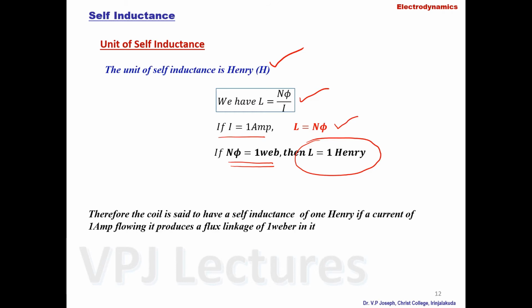Therefore the coil is said to have a self-inductance of 1 Henry if a current of 1 ampere flowing through it produces a flux linkage of 1 Weber. That is, when 1 ampere flowing through the circuit generates a flux of 1 Weber, then the self-inductance of the coil is considered as 1 Henry. That is the definition.